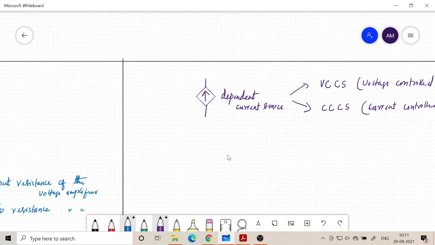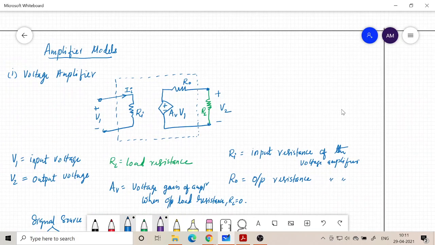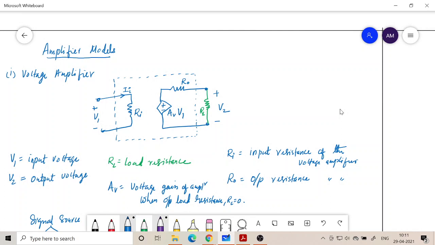Now let me go back to our original voltage amplifier model that we started with today. If you see here, this is a dependent voltage source, because I put a diamond, that's for dependence, and then plus minus means that it's a dependent voltage source. Now what does it depend upon? This voltage depends upon the voltage across this Ri. So Ri is a resistance somewhere else. It's not part of this output circuit, it is part of the input circuit.